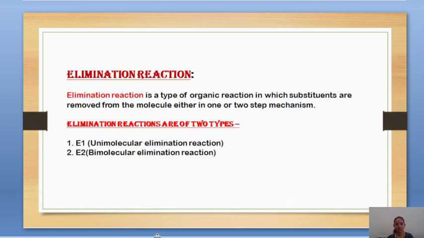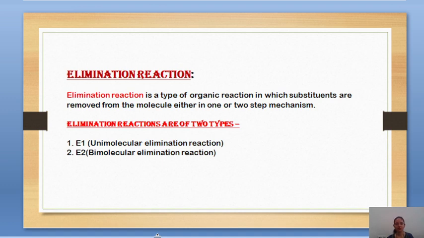Elimination reaction. The name itself says elimination. Elimination means removal of something. Since it is a reaction, definitely removal of a molecule will happen. So as a definition we can say that an elimination reaction is a type of organic reaction in which the substituents are removed from the molecule either in a one or two-step mechanism. Very simple definition: it says that the removal of substituents will happen from the molecule either in a one or two-step mechanism.